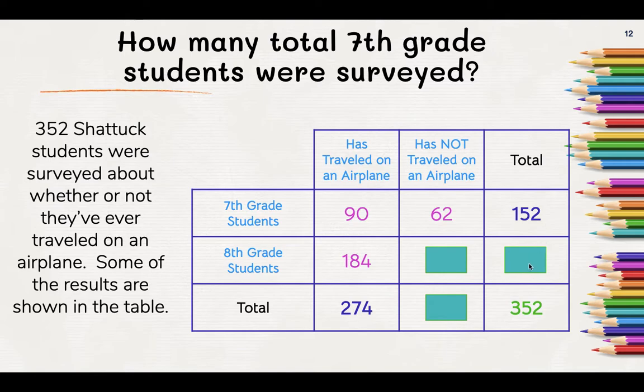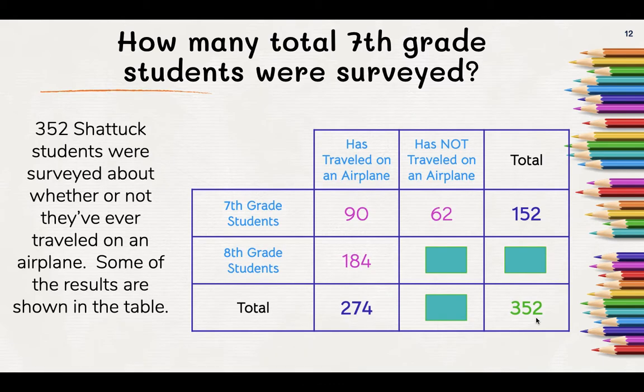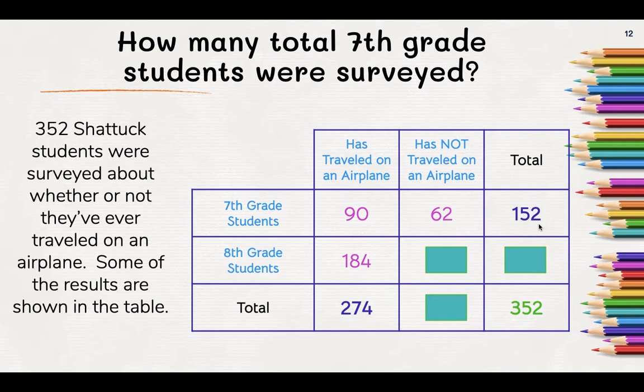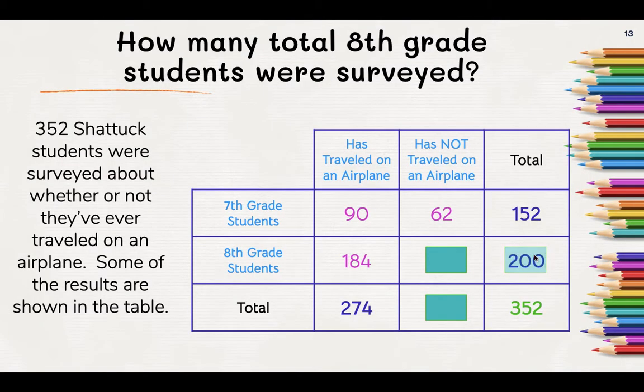Okay, let's move on to this square. How many totals? So if we know there was a total of 352 surveys completed school-wide, 7th and 8th grade combined. Of those 352, 152 of those were 7th graders. So we're going to find the difference. So that means we're going to subtract these two. So 352 minus 152 is 200.